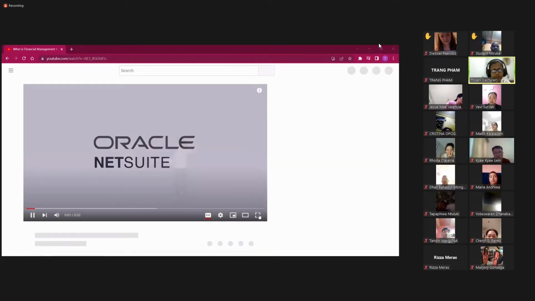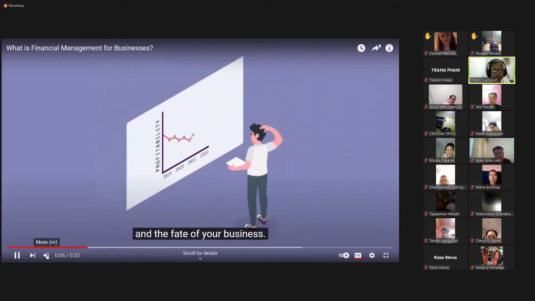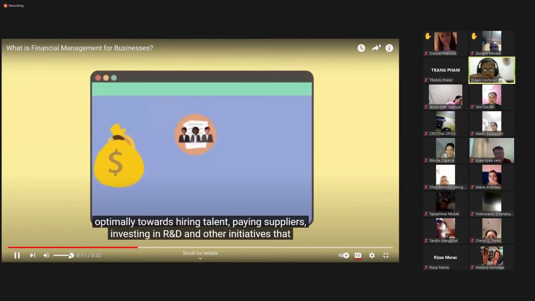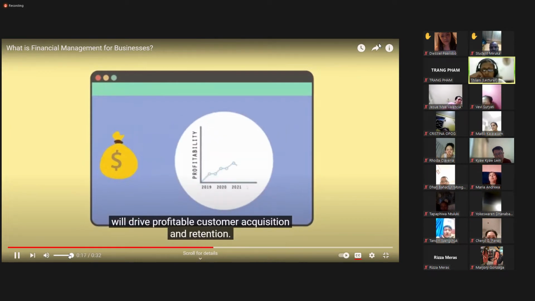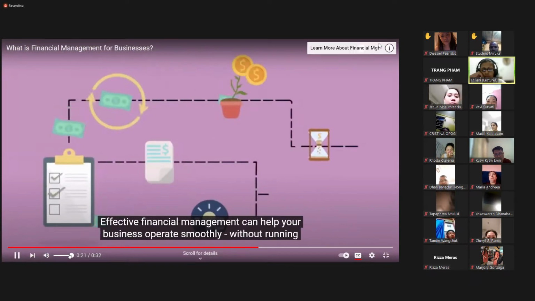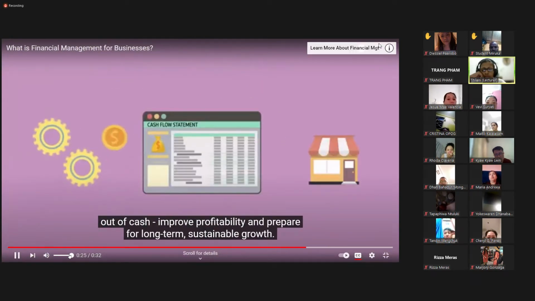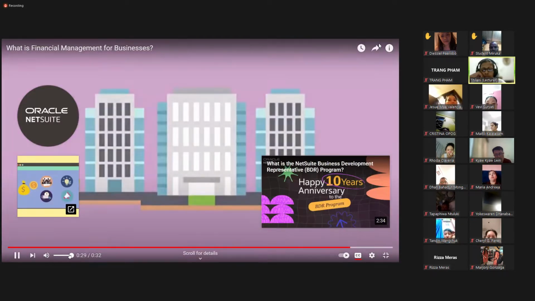If you don't have control of your finances, you don't have control of your business and the fate of your business. Financial management deploys funds optimally towards hiring talent, paying suppliers, investing in R&D, and other initiatives that will drive profitable customer acquisition and retention. Effective financial management can help your business operate smoothly without running out of cash, improve profitability, and prepare for long-term sustainable growth.